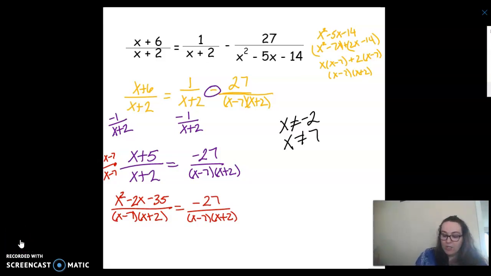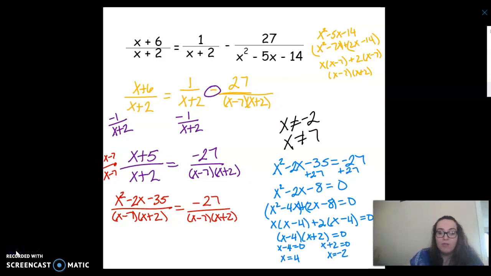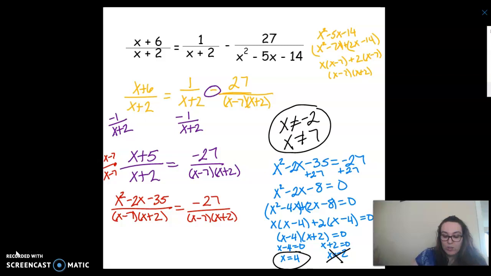So now we are ready to set those numerators equal. x squared minus 2x minus 35 equals negative 27. Again, I have that x squared there, so we're probably going to have to factor. Go ahead and get this equal to 0, factor, and find your values of x. All right, I got x equals negative 2 and x equals 4. But we know from up here that x cannot actually equal negative 2, so only one of those two answers works.